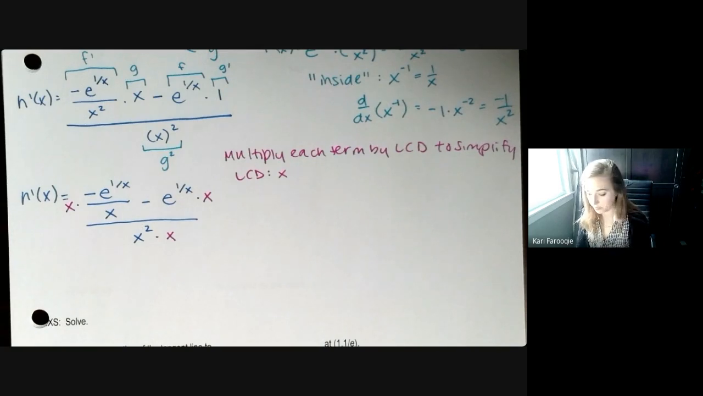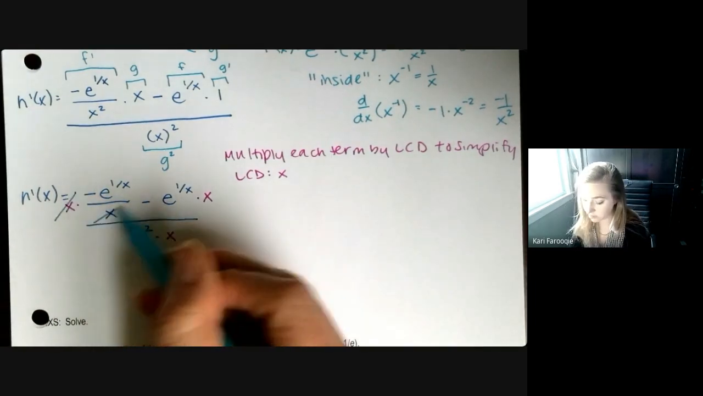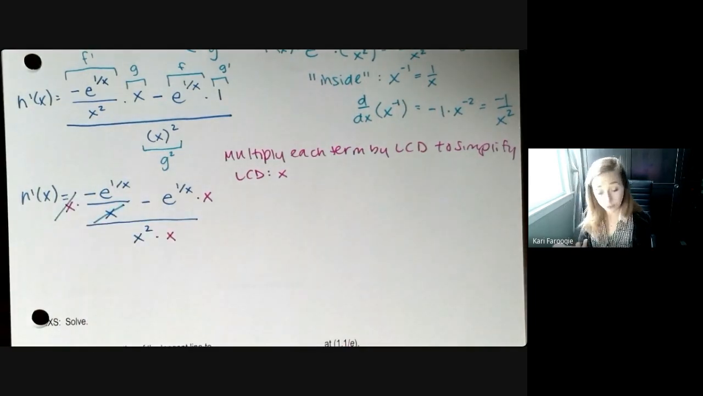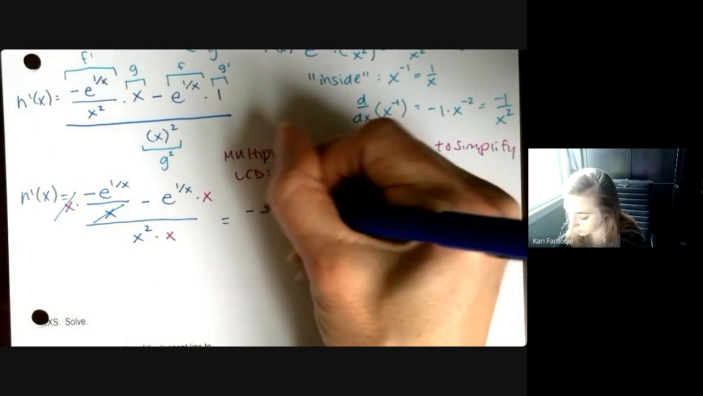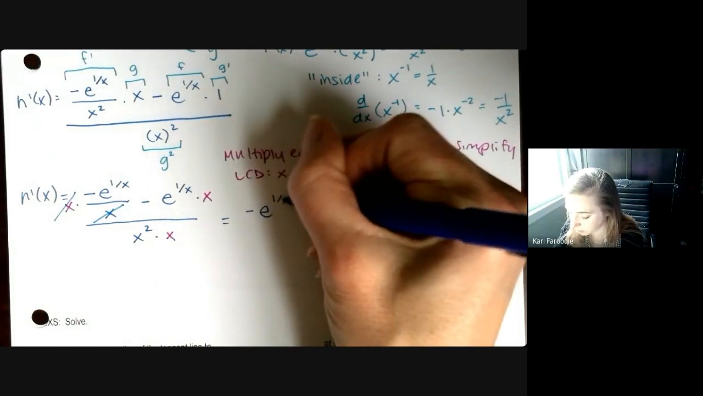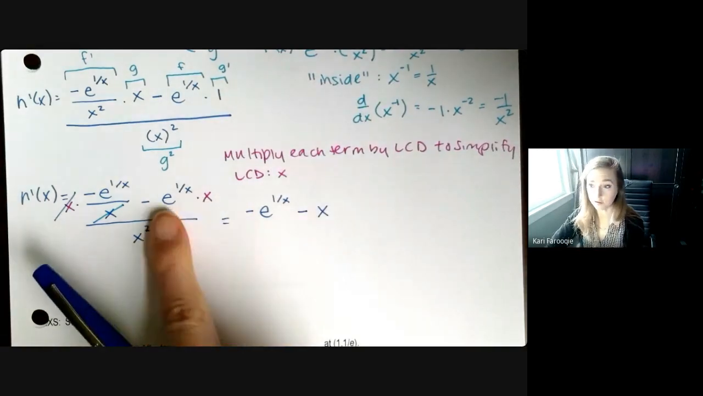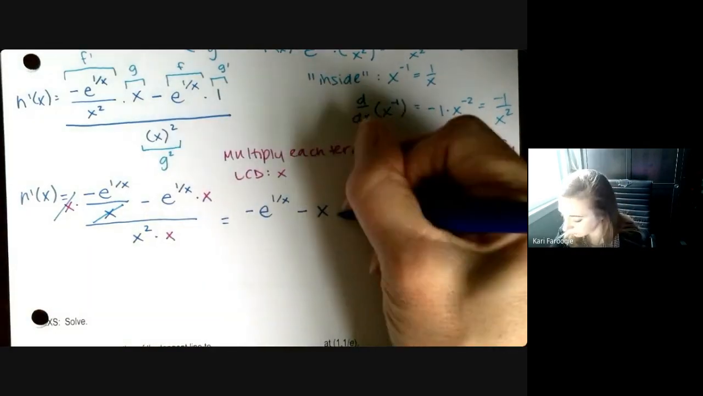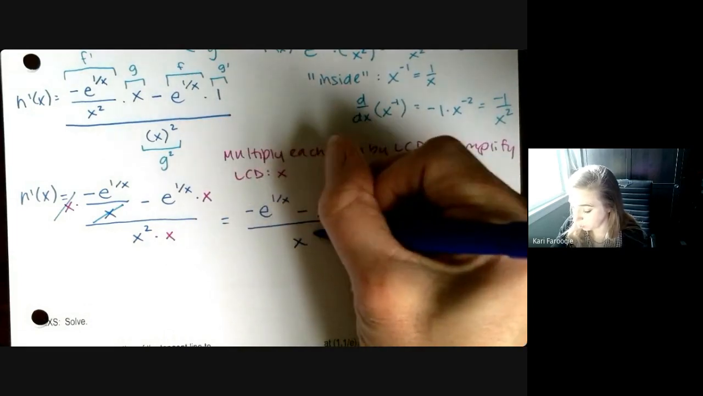That's the goal. So the idea here is, as long as I multiply by the LCD, now I can take this x and cancel it with that x. And now I don't have a fraction within a fraction anymore. So now I just have negative e to the 1 over x minus, and then now I have an x times e to the 1 over x. And then we'll divide that by x cubed.